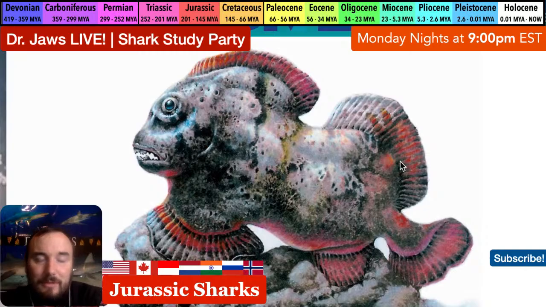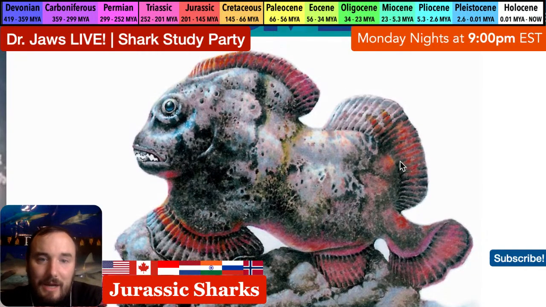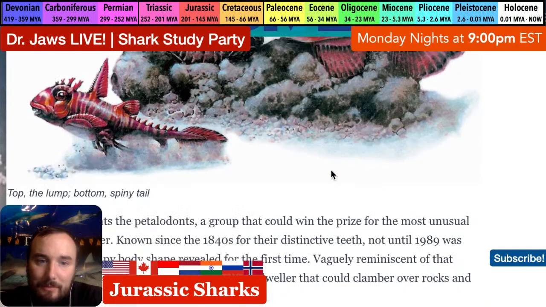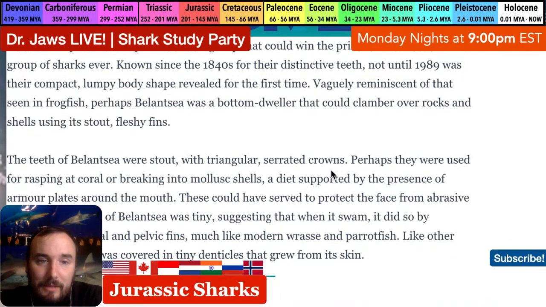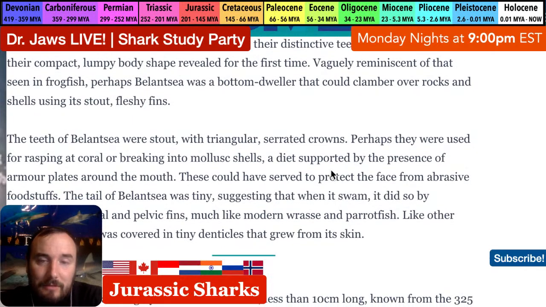This illustration makes them look a little freaky looking, but the idea of this little shark walking along the seabed, a lot like the modern epaulette sharks do, is a bit endearing. The teeth of Balantia were stout with triangular serrated crowns. Perhaps they were used for rasping at coral or breaking into mollusk shells, a diet supported by the presence of armor plates around the mouth. So that's kind of similar to parrotfish. These could have served to protect the face from abrasive foodstuffs.